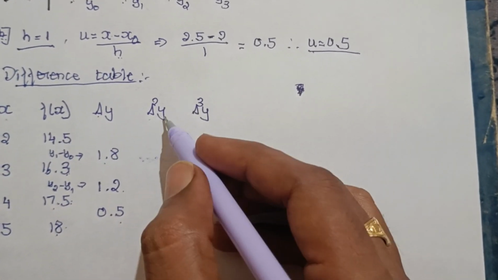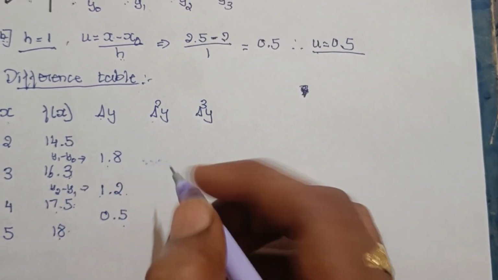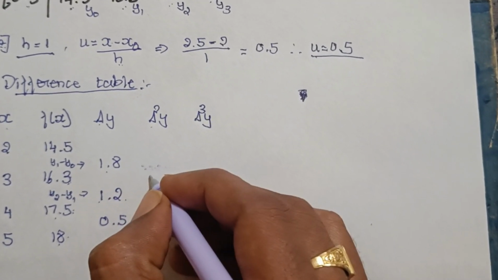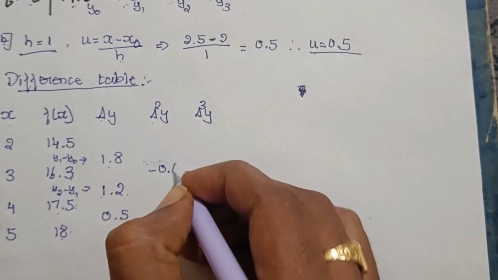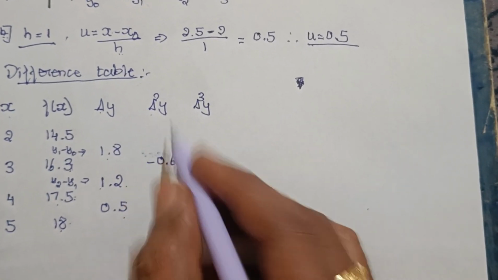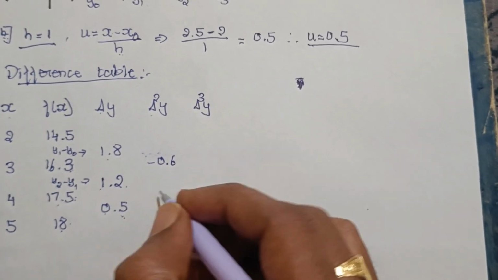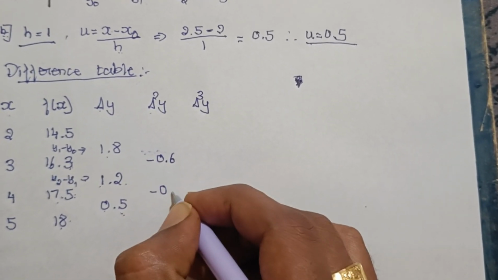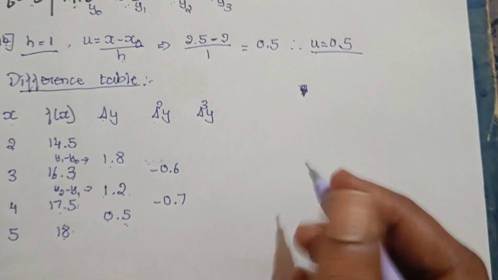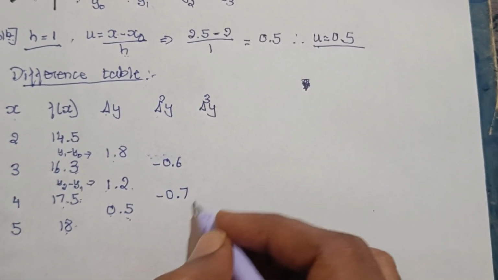Next, to find the delta square y, that is 1.2 minus 1.8. We get the answer as minus 0.6. This is delta square y0 value. Next value is delta square y1 value, that is 0.5 minus 1.2, which is minus 0.7. This is delta square y1 value.